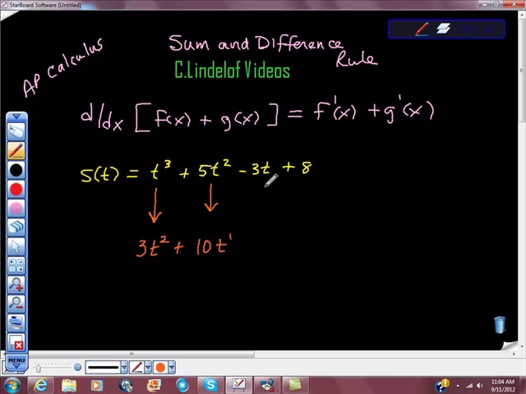This negative sign is this one. This is t to the first, so 1 times negative 3 is negative 3. T to the 1 minus 1 is to the 0, which is just 1. Plus, remember this, we count this as t to the 0 power. 0 times 8 is 0, so we don't include that, do we? And that is our s prime at t, often called v of t for velocity, but that's not what this lesson is about.